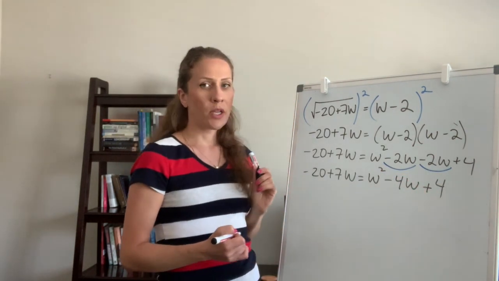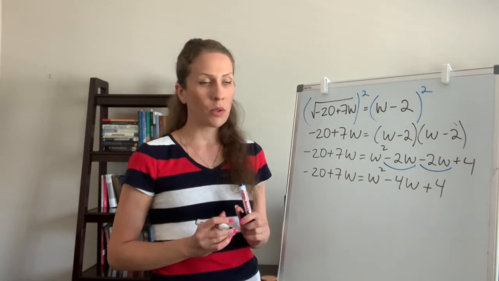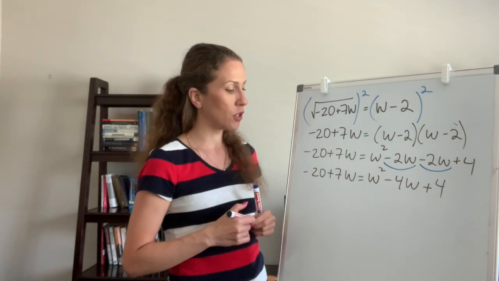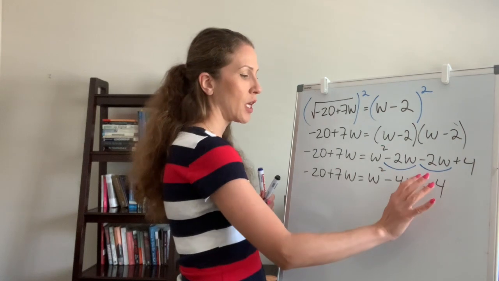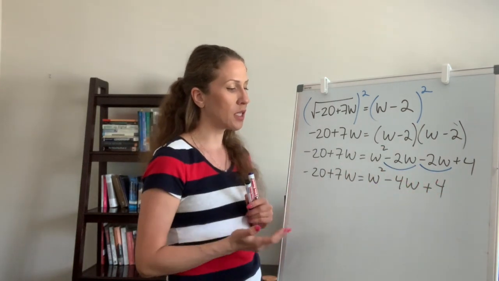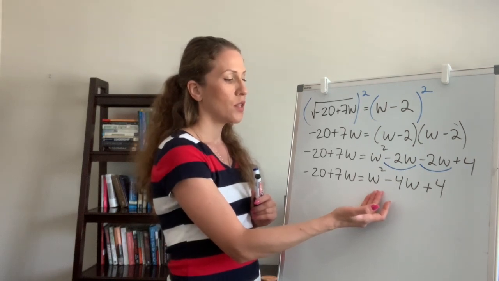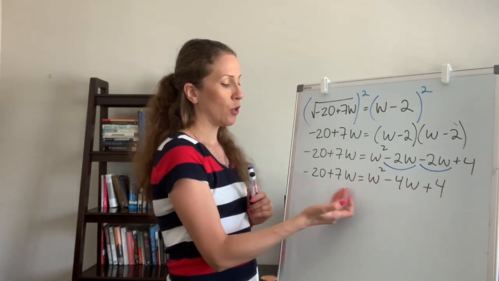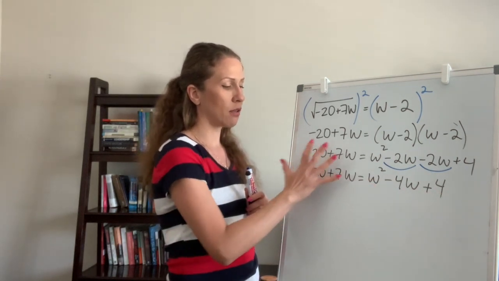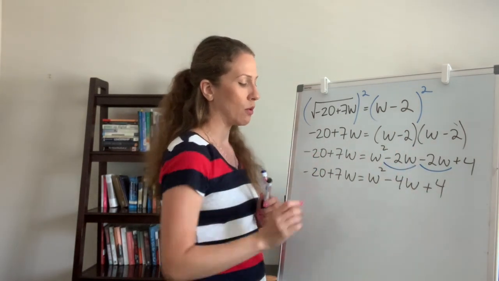At this point, I'm ready to move all terms to one side of the equal sign. It doesn't matter which side you pick. You can choose to move them to the right side or to the left side. Since I have w squared already on the right side and 3 terms on the right and only 2 on the left, I'm going to take the left side and move it to the right side.